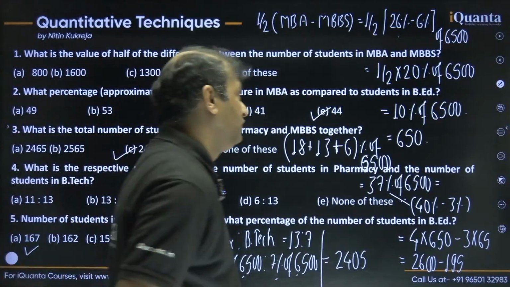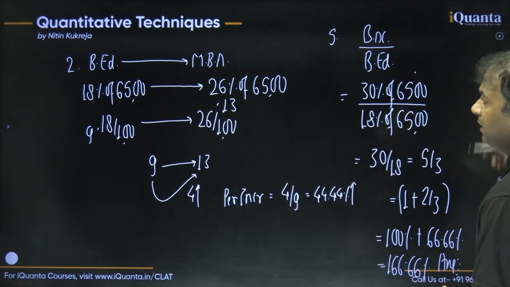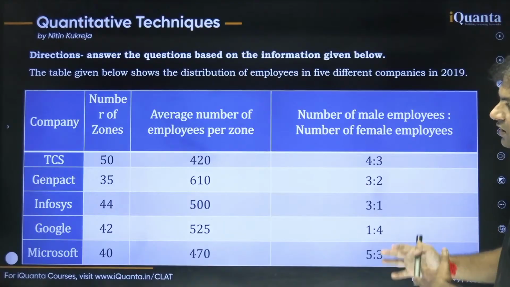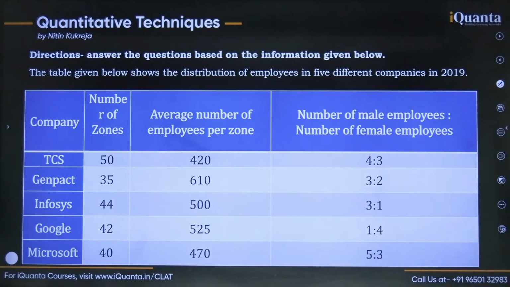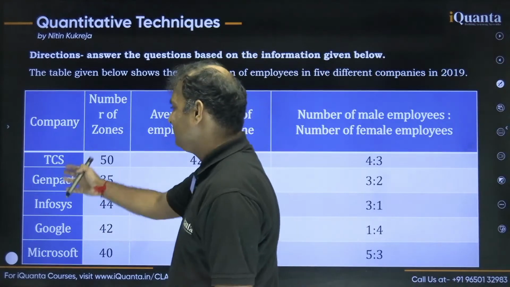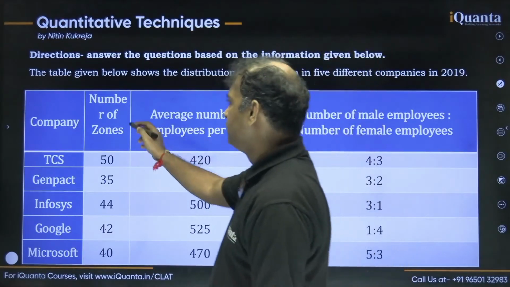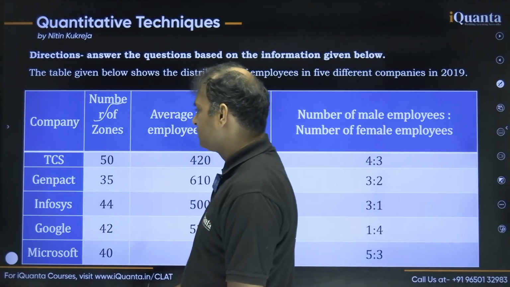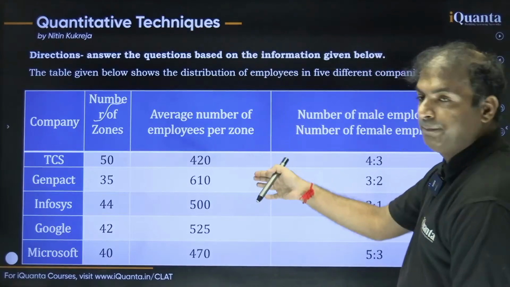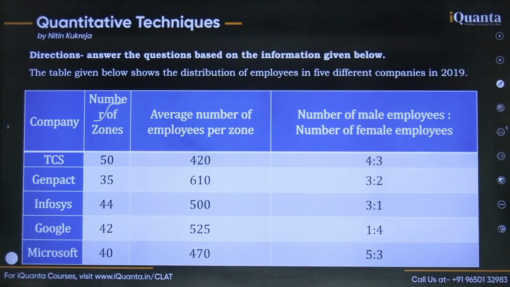Now guys, coming to the next set, all right. The next set is about a table, all right. This is the table. The table gives below the information about the distribution of the employees in 5 different companies in 2019, okay. So you see we have 5 different companies: TCS, Genpact, Infosys, Google and Microsoft. The number of zones, right, okay, number of zones is this, all right. Average number of employee per zone, right, and the ratio of the number of male and female employees is also given.